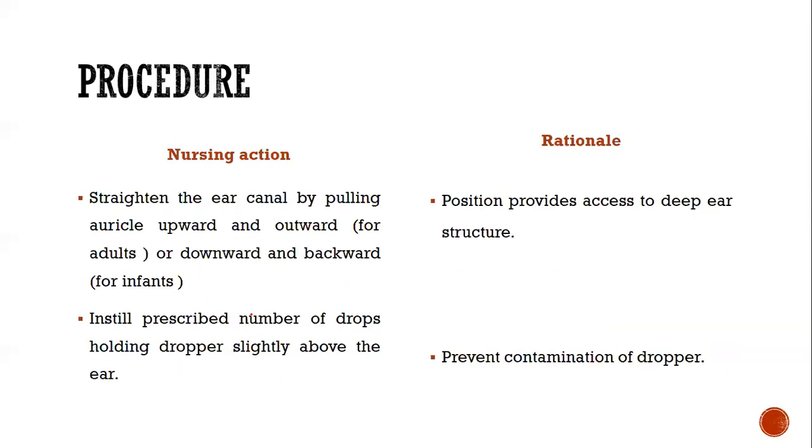Then straighten the ear canal by pulling the auricle upward and outward. It is only for adults. In the case of infants, we can straighten the ear canal by pulling the pinna downward and backward. First, we should straighten the ear canal, then only we can instill the eardrops correctly.